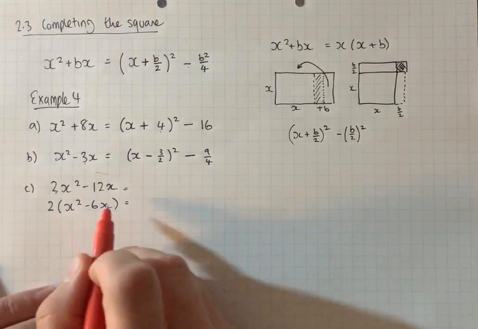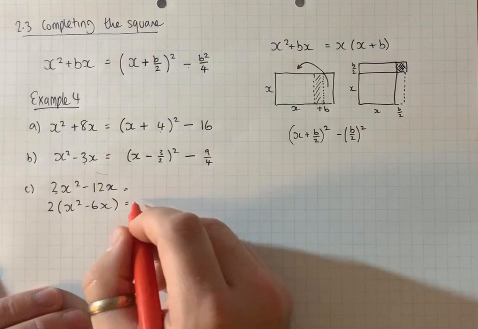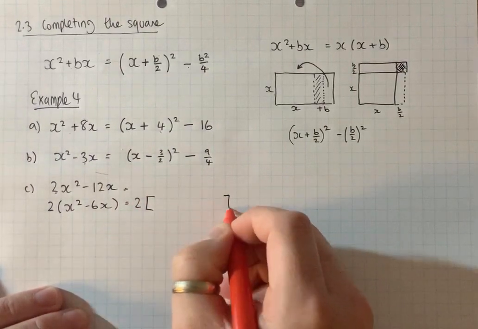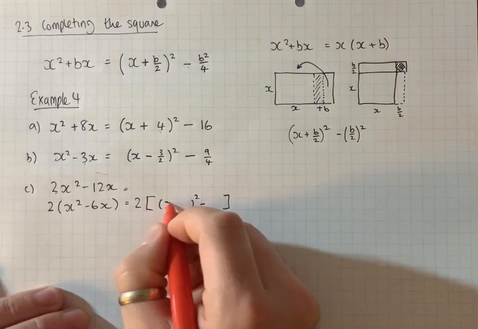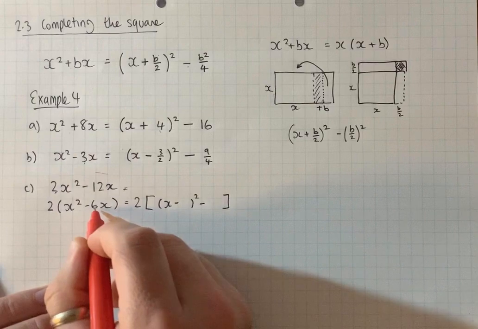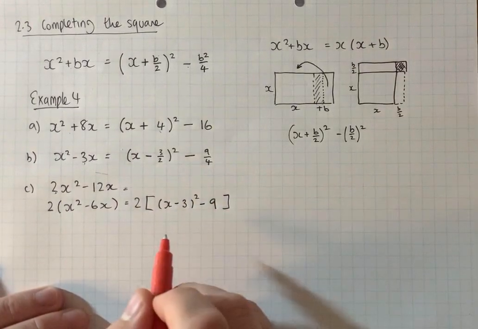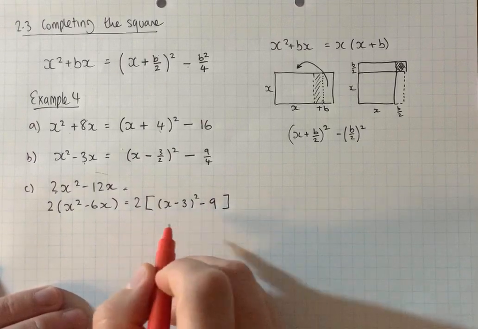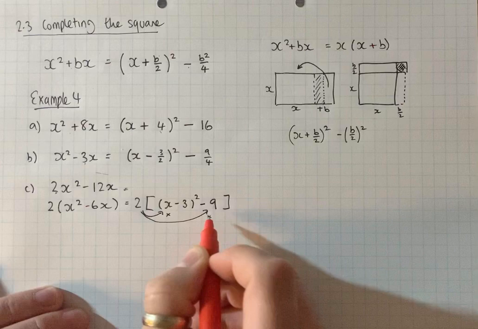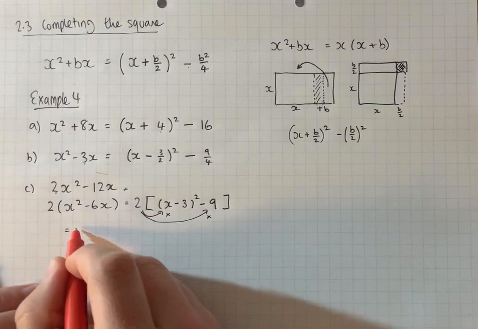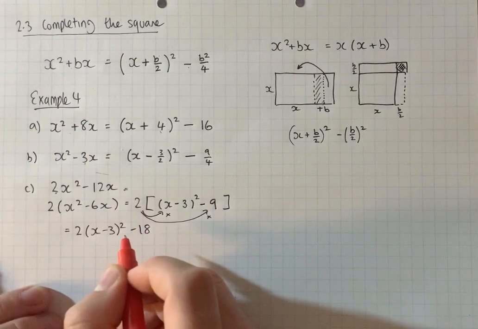And now, exactly the same way as in a and b, we complete the square. So it's going to be 2 lots of bracket, squared, subtract. x stays the same, halve this, 3, square this, 9. And then we're going to need to reintroduce the 2, so times the bracket by 2, times the number at the end by 2. Giving us our final answer, 2 brackets, x take 3 squared, minus 18.